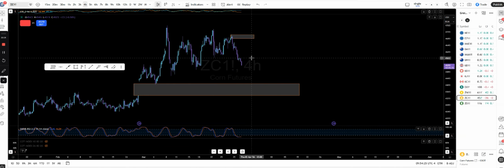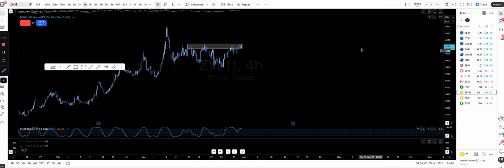So if we get another pullback here somewhere before we get down to this orange box, and the stochastic RSI comes back into overbought, then I'll look for a short entry. But again, this is probably my target area down in here, because we are still overall in a bullish trend by the COT data.